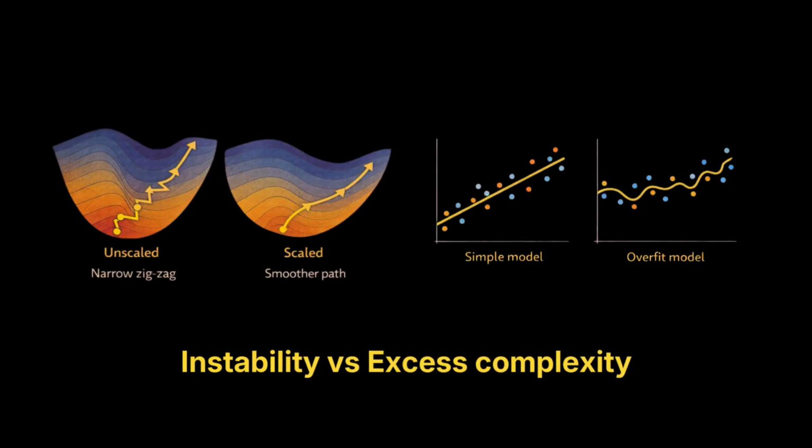Now let's connect this back to feature scaling. Scaling does not prevent overfitting. But without scaling, gradients behave unevenly. That makes learning unstable and unpredictable. So scaling is about stability. Overfitting is about excess freedom.